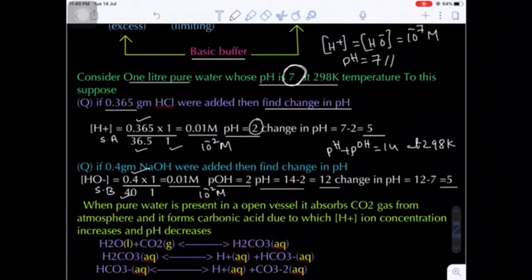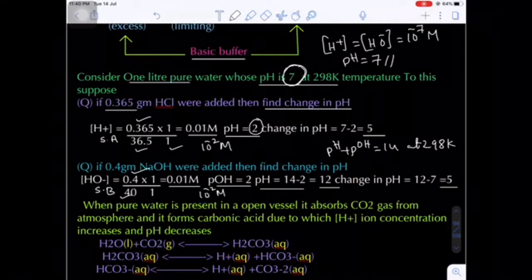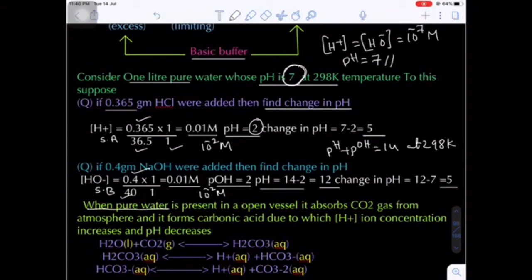So here, when an acid or a base is added to pure water, definitely the pH of a solution, what happens? Increases. If acid is added, pH of a solution changes, not increases. Here the pH of a solution changes. That change may be an increase or decrease. If acid is added, the pH will decrease. If base is added, the pH will increase.